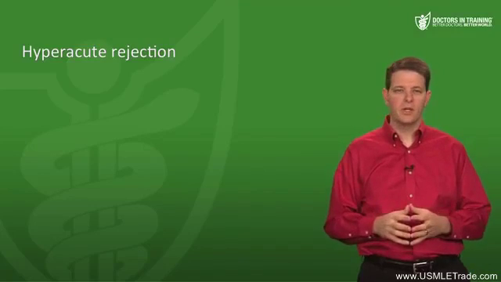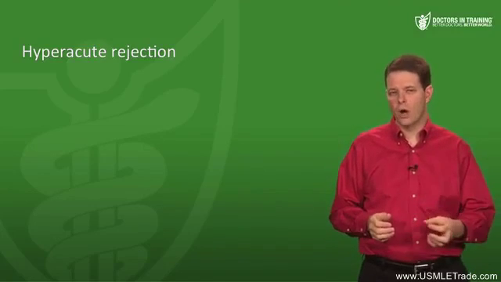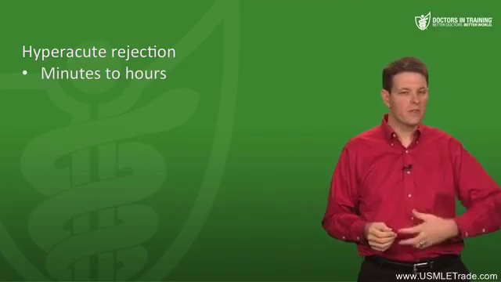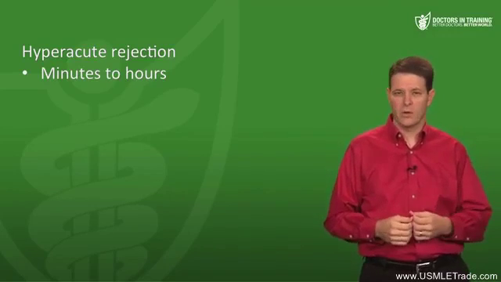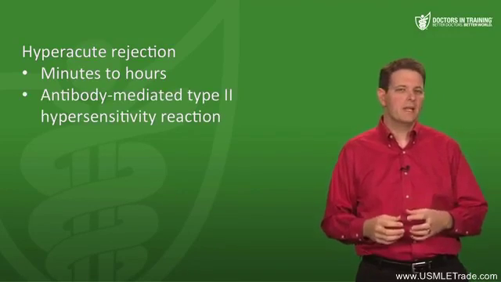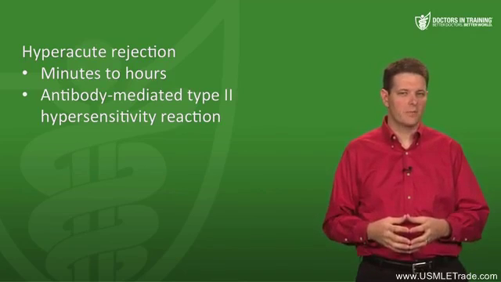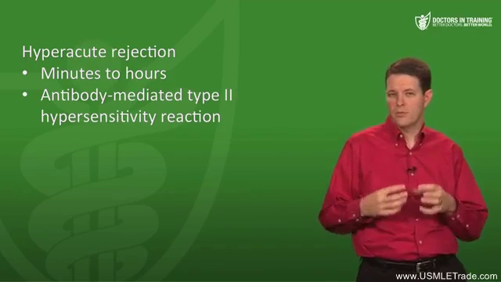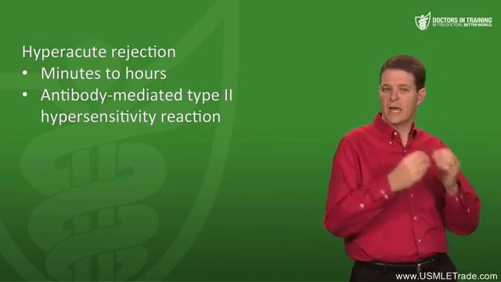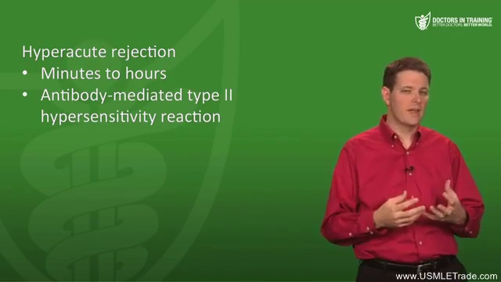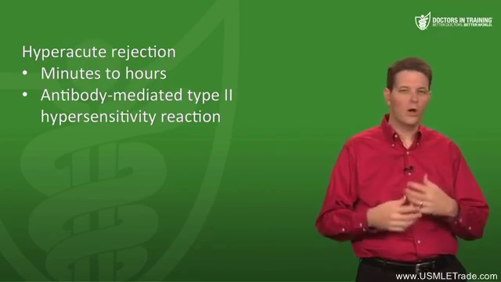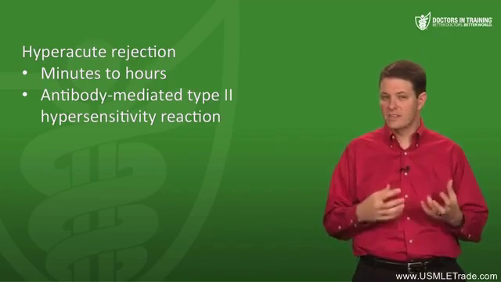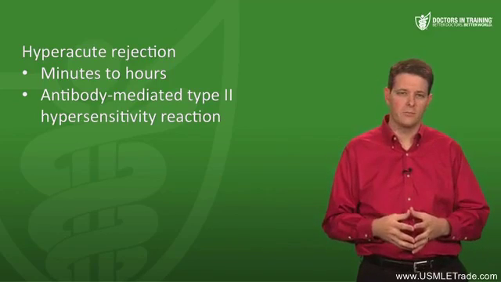Hyperacute rejection is something you can actually see taking place in the OR. It occurs very rapidly, within minutes or maybe hours of transplanting the organ. This is an antibody-mediated type 2 hypersensitivity reaction where the transplant recipient has preformed antibodies against donor antigens, and the recipient is rejecting that graft immediately. We do all kinds of screening and matching to make sure this doesn't happen because this one's pretty preventable.